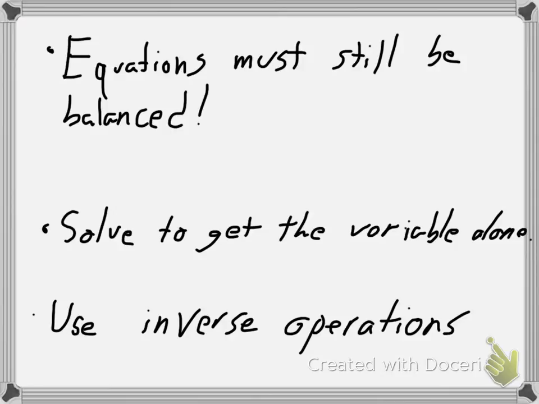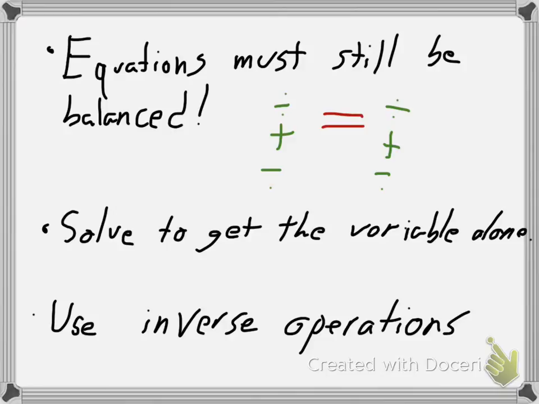So what that means is if I'm doing something on one side of the equal sign, I have to do it on the other side. So if I'm adding over here, I have to add over there. If I'm subtracting, I have to subtract. If I'm multiplying, I have to multiply. If I'm dividing, I have to divide. Anything we do on one side has to be done on the other side to keep it balanced.